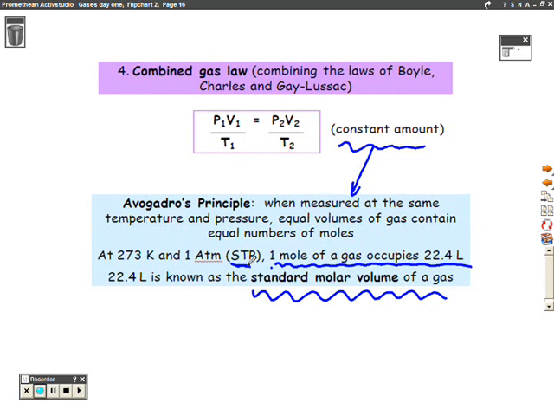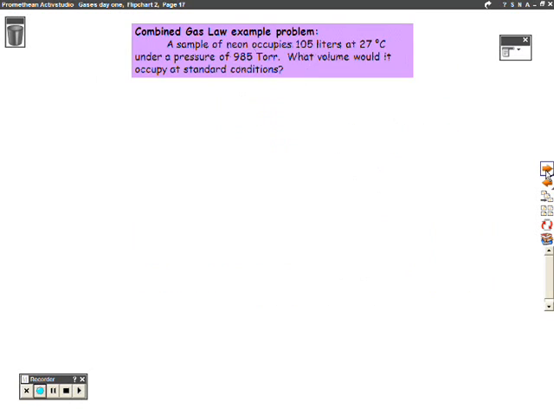Okay, so I'm not going to get too worried about Avogadro's principle. You really know it. You just didn't realize what they were called. So let's do our last problem of the evening, and we're done. Now, a combined gas law example.